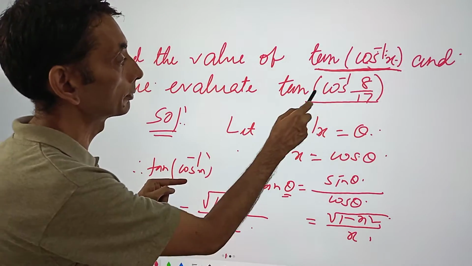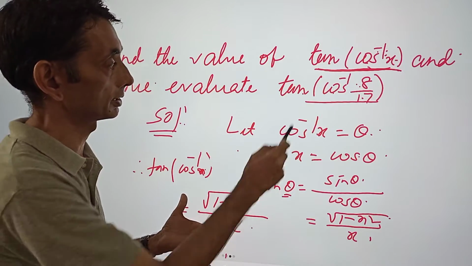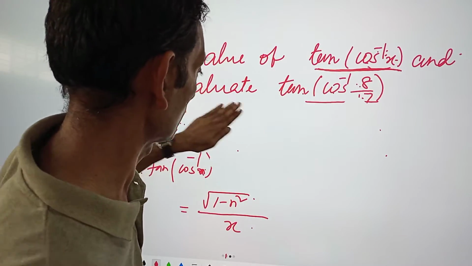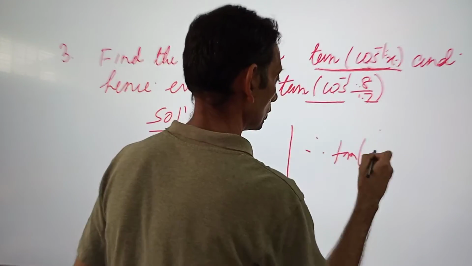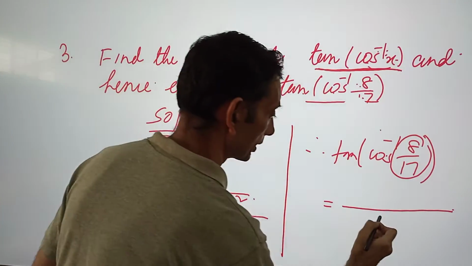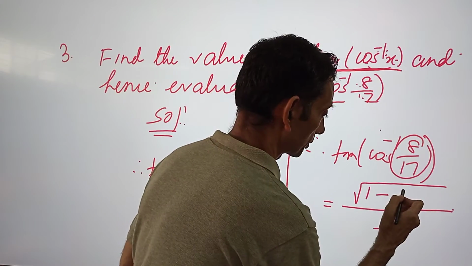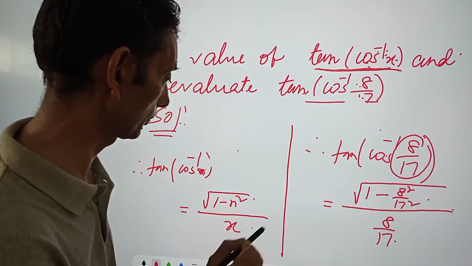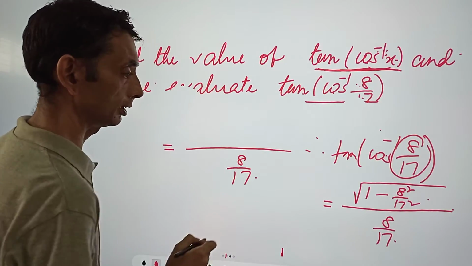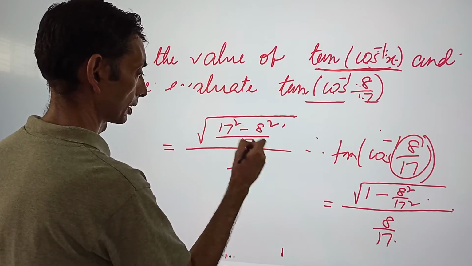Now we need to evaluate tan cos inverse 8 by 17. We can replace x by 8 by 17 and get the value of this expression. Therefore, tan cos inverse 8 by 17 is equal to, replacing x by 8 by 17, under root 1 minus x squared, where x squared means 8 squared by 17 squared, all divided by 8 by 17. If we simplify this, it is 8 upon 17, then 17 squared minus 8 squared by 17. So we'll take the square root now.